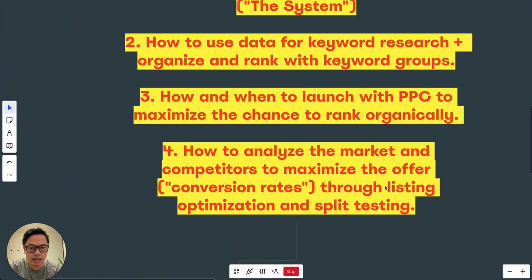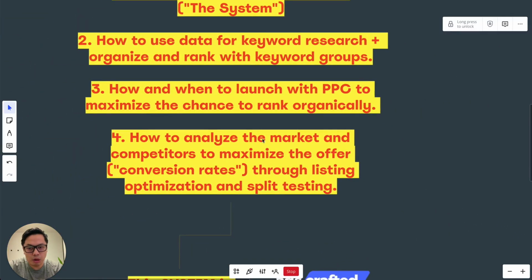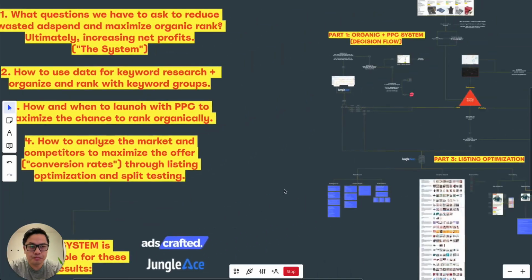What we're going to try to answer here is how to analyze the market and the competitors to maximize the offer through listing optimization and split testing.